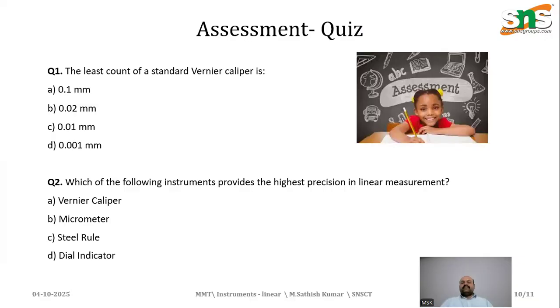Yes, we have come to the assessment part. The least count of a standard Vernier caliper is given with four options. Yes, the answer is B, that is 0.02 mm. The second question: which of the following instruments provides the highest precision in linear measurement? Yes, that's the micrometer, at 0.01 mm. I hope you all understood what linear measurement is and what least count is. We have also seen a mind map here to understand better.